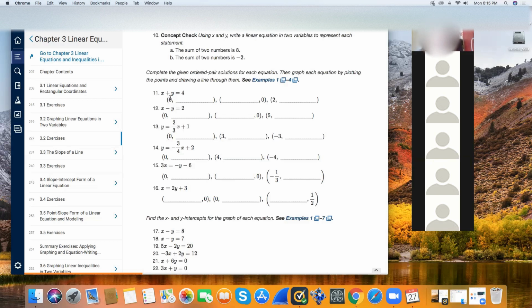So what is missing? X. That's right, the variable is x, so we're missing the second value, which is the y. For this one, what is given? The second value, which is y. So we need to find the x.